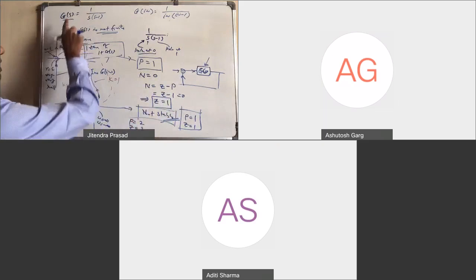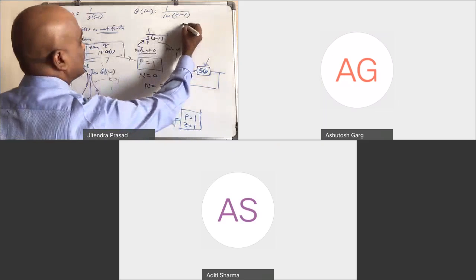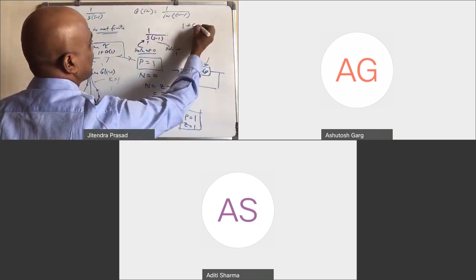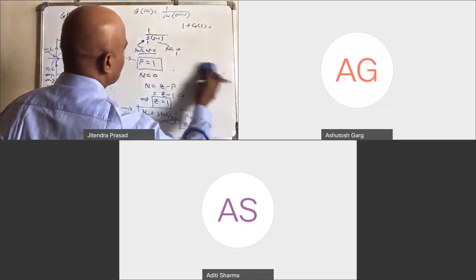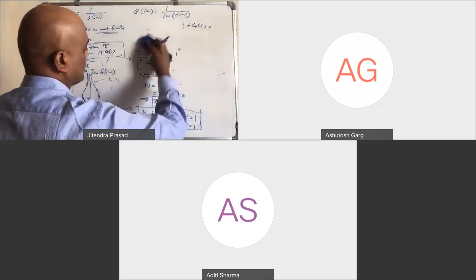Now let us see this one. Just add this one, 1 plus GS, and see what happens. Okay, I think it will explain more. So just a minute.